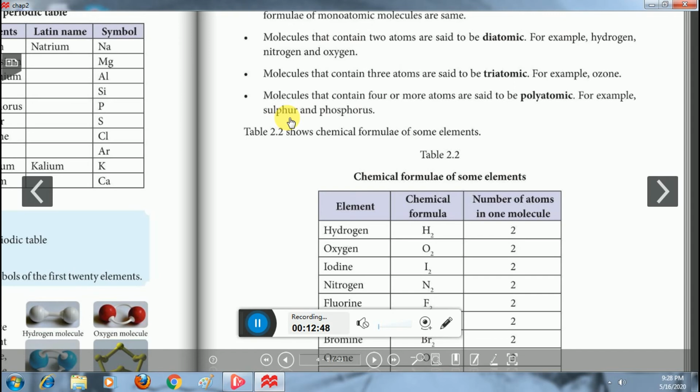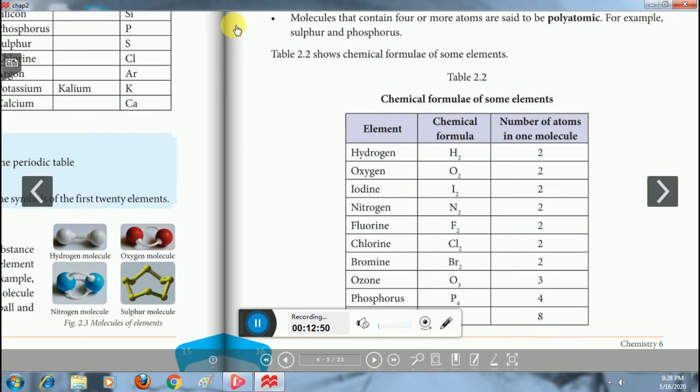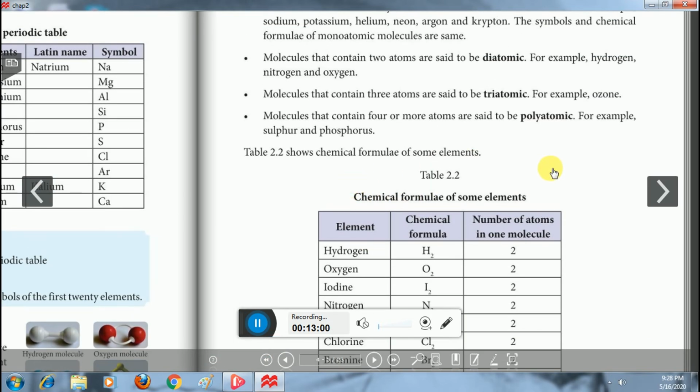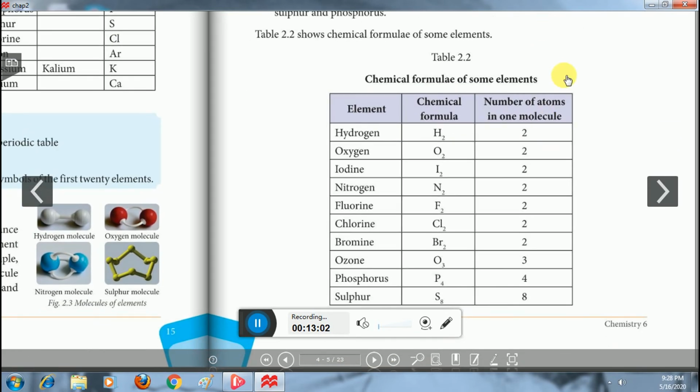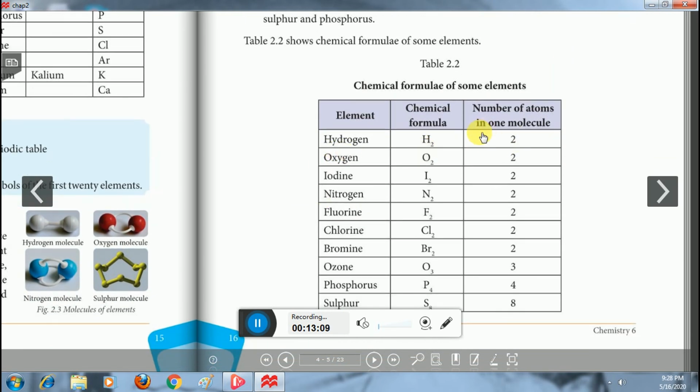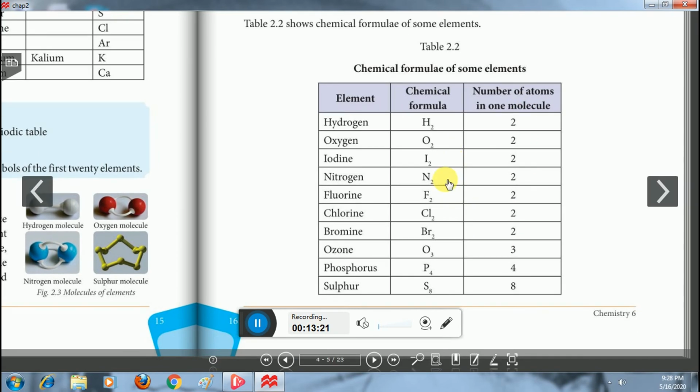The chemical formula of sulfur is S8. We have discussed this S8: 1, 2, 3, 4, 5, 6, 7 and 8. Look at this figure. Eight sulfur atoms are joined together. Here are their chemical formulas and the number of atoms present. Hydrogen has 2 atoms, H2, so this is diatomic. Oxygen is diatomic. Iodine, I2, is diatomic. Nitrogen, fluorine, chlorine, bromine are all diatomic molecules.